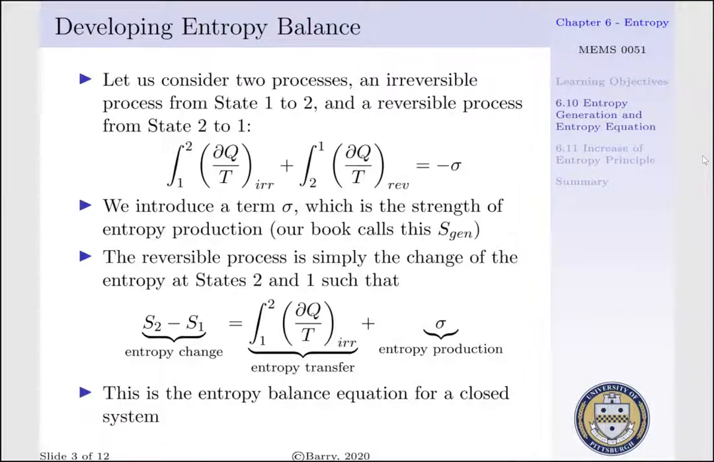A reversible process is simply the change of entropy between state 2 and state 1. That is, we can re-express our first equation as S2 minus S1, i.e. our change of entropy, is equal to the integral from state 1 to state 2 of delta q per T for our irreversible process. We're going to call this term entropy transfer, plus sigma, our entropy production term. And this equation is our entropy balance equation for a closed system.